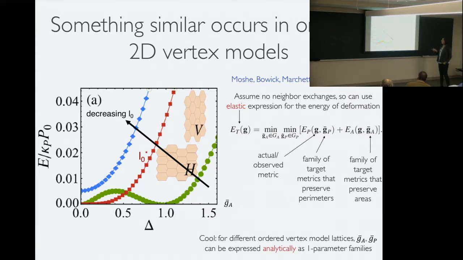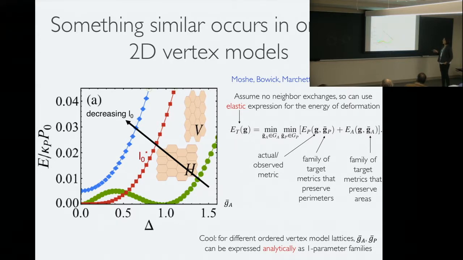What they've basically done is really beautiful. They assume that they can use an elastic expression for the energy of deformation. So they forget about cell rearrangements. Okay, and so they use an elastic expression. For those of you who think about these things, what they're actually doing is looking at the difference between an observed metric, so what's the actual metric for a system, and a target metric for the system.